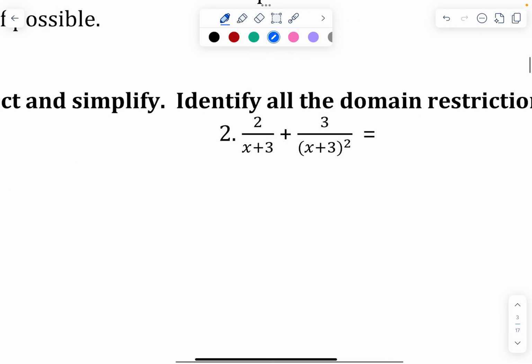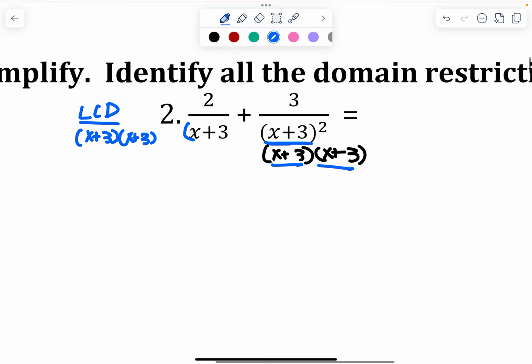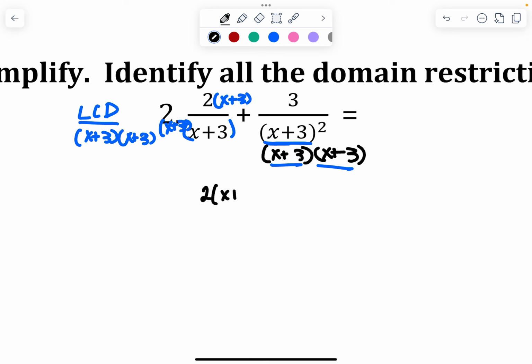Over here, remember, you're not allowed to square top and bottom. And so this is technically the same as x plus 3. And so our LCD is going to have 2 copies of x plus 3 in order to be divisible by this denominator. And so my first fraction needs another copy of x plus 3, top and bottom.